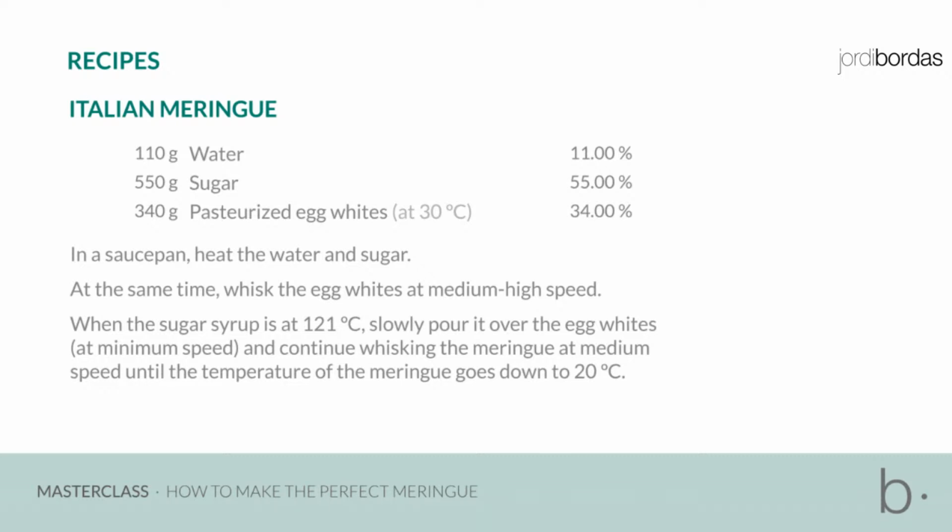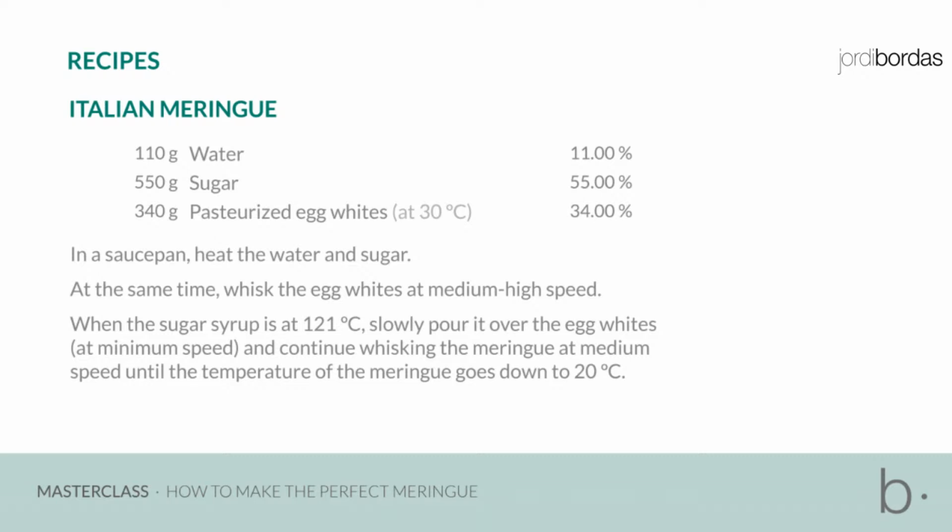And here what we are going to do is to bring water and sugar to 121 degrees. It's just an example, 180 degrees is okay also. And we are going to start to whisk the egg whites a little bit, heating at 30 degrees, and like that we will improve the development of the proteins that we have on the egg whites. And then once we have 121 degrees and soft peaks on the egg whites, we are going to mix the syrup with the egg whites, and then we are going to cool down until 20 degrees.